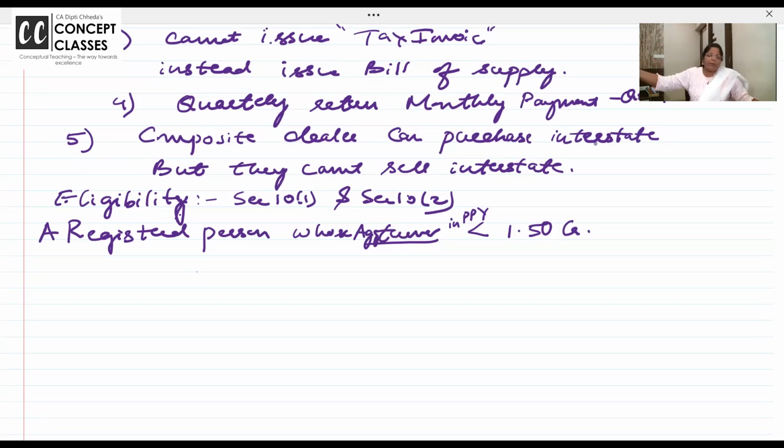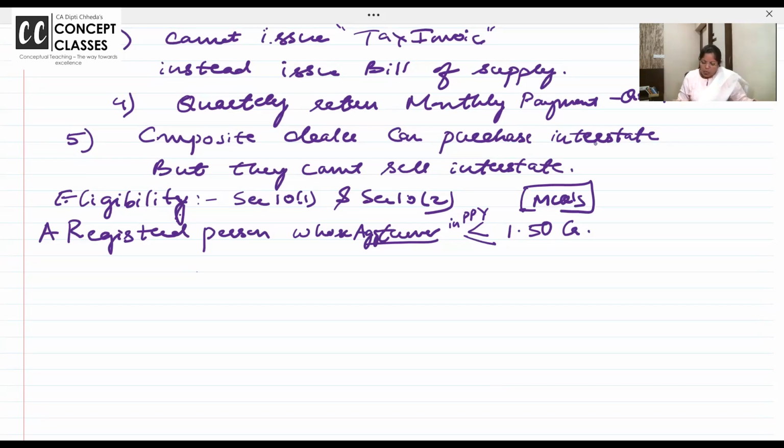Ma'am, again there was a dip in the business and next year it was 120 lakhs. Then beyond that, can I take it up? Yes. So a registered person whose aggregate turnover in the preceding year is, how much do they ask in MCQs, this limit 150 lakhs. Up to less than and equal to 150 lakh, you can.